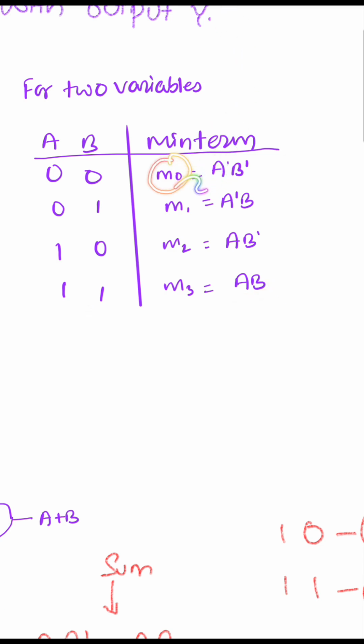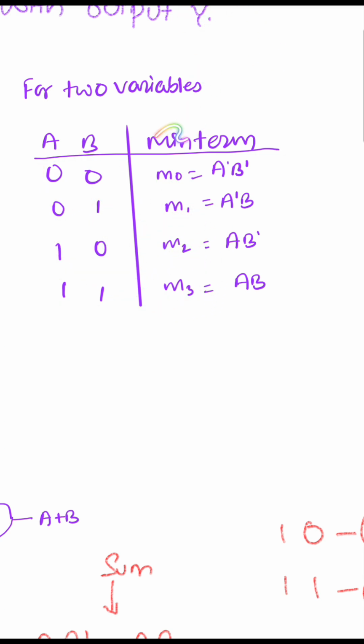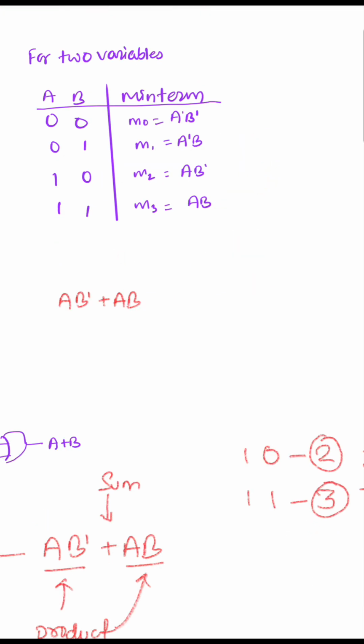The subscript corresponds to the binary value. 00 means 0, 01 means 1, 10 means 2, and 11 means 3. And a similar thing happens for three variables. For example, if there is C as a third variable, we have to add C or C complement according to the value of C, either C equals 0 or C equals 1.